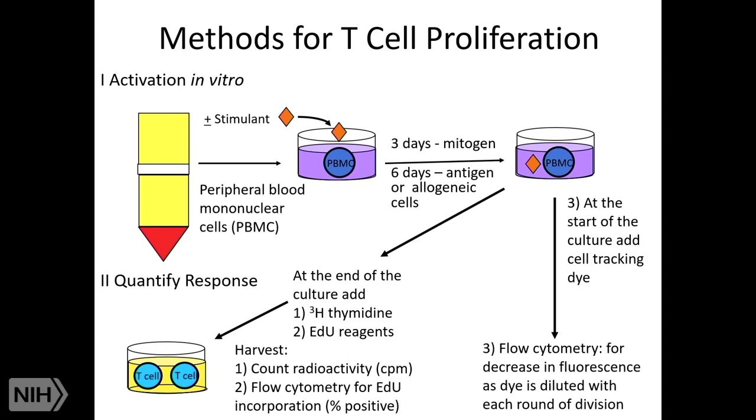Then we move into the function. So how do you make the T cells work? Here you have lymphocyte proliferation. We have the old method that we're using, tritiated thymidine. It took radiation. Nobody wants to deal with radiation anymore.